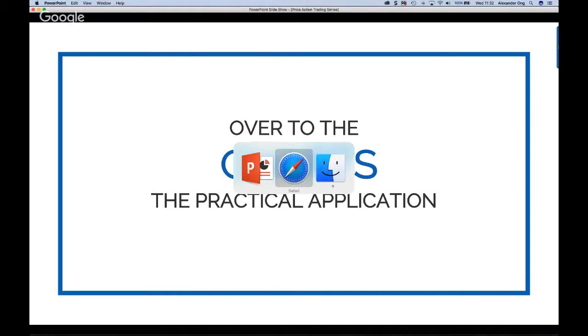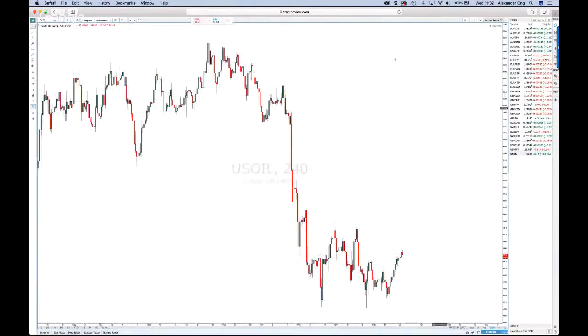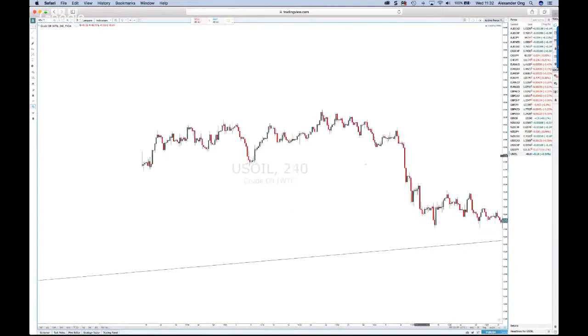What I want to do is show you how we identify these levels in the markets, okay? So let's take a chart that I haven't already marked up. Let's take an oil chart, for example. So you've got crude oil here.